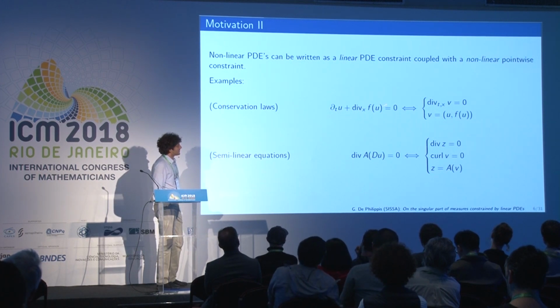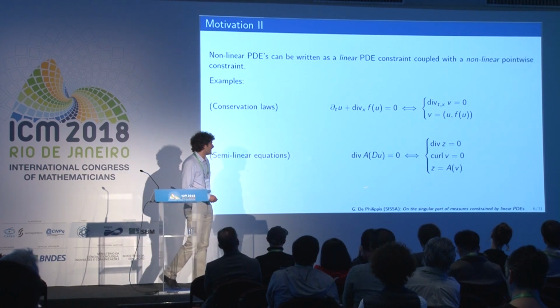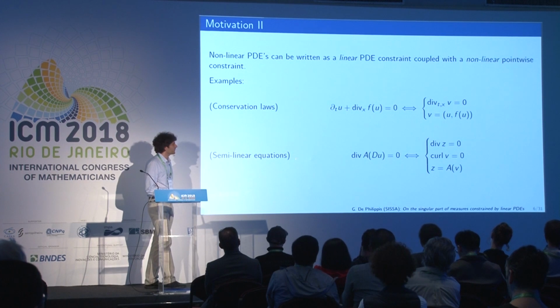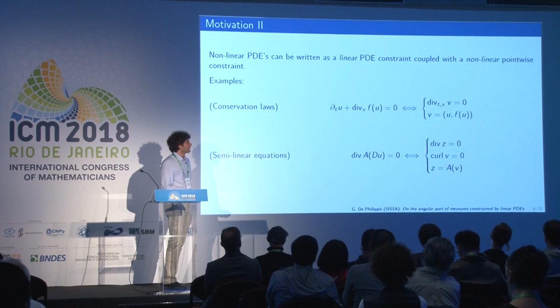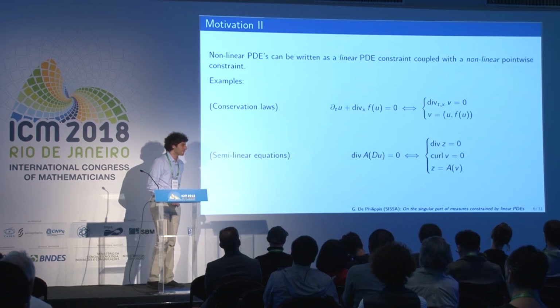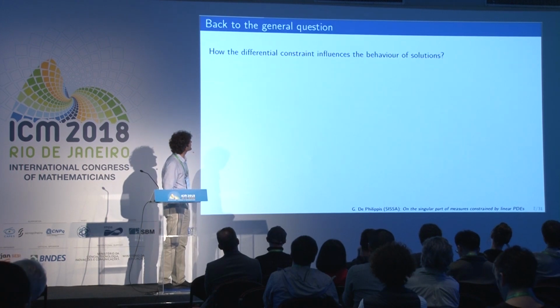Well, then you can write this equation as the coupling of a linear constraint, so the divergence of my states in space-time is 0, together with the fact that V has to belong to the graph of U. And the second one is an even more classical example of semilinear equations. So divergence of A(Du) equals 0 is obviously equivalent to this linear system, divergence of Z equals 0, curl of V equals 0, together with this nonlinear coupling, okay? And we'll see this is of some interest later on.